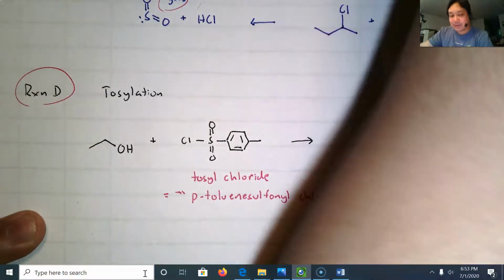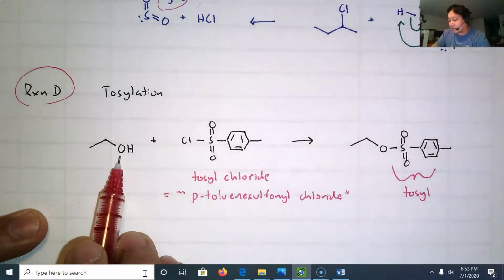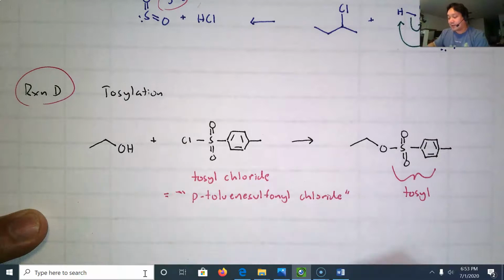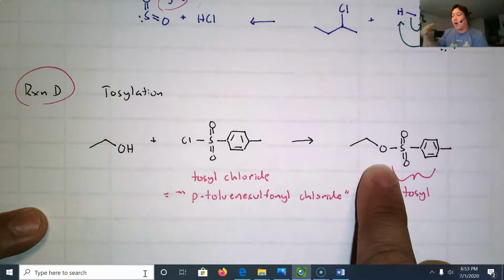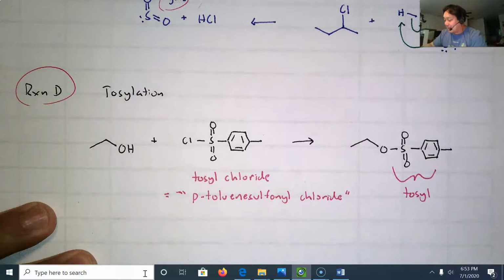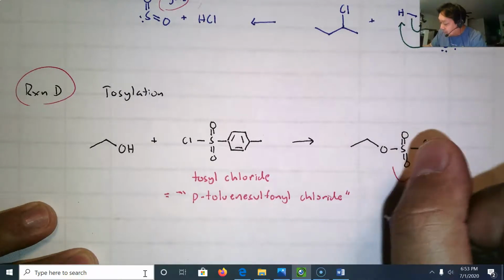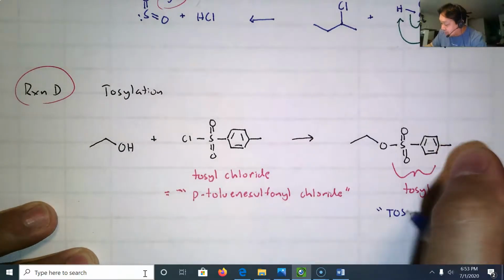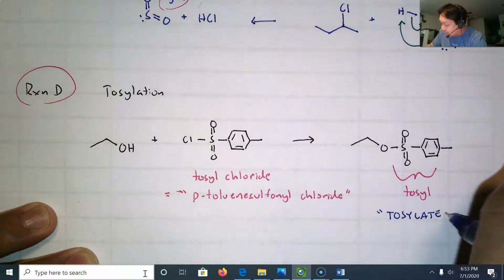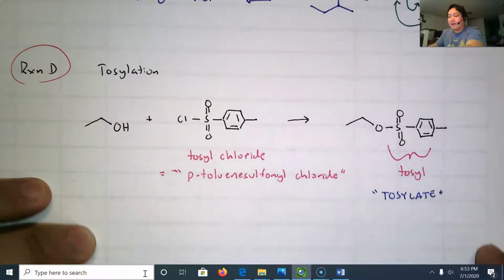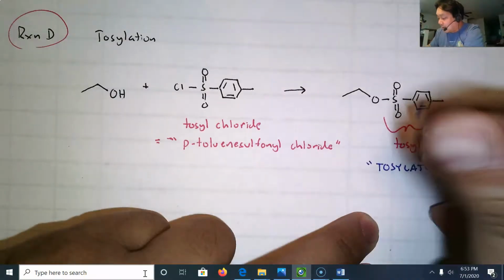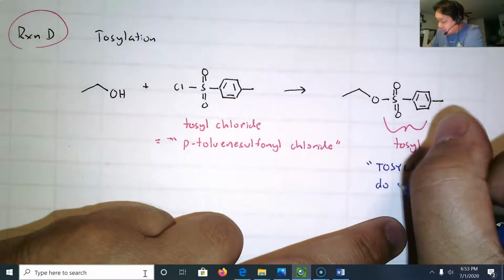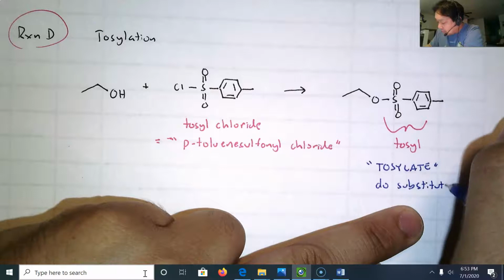We're not going to draw the mechanism, but you can imagine that this oxygen comes in, hits the sulfur, and kicks out the chlorine. And then we remove this hydrogen in the last step. Why are we doing this? Because the whole molecule is called a tosylate, and tosylates are very good at substitution. We could do substitutions in the next reaction.